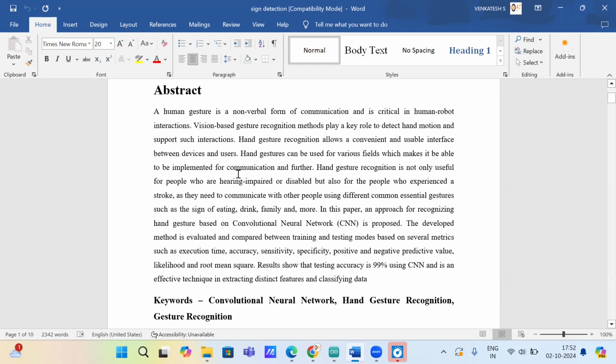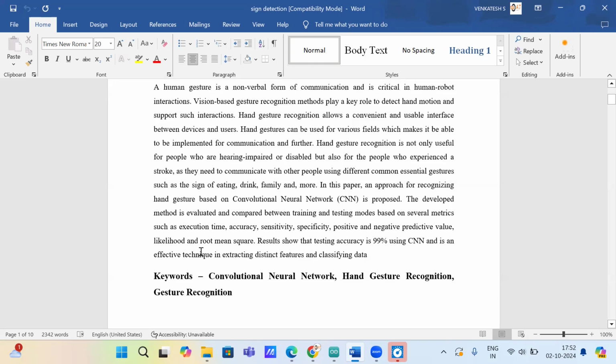Hand gesture recognition is not only useful for people who are hearing impaired or disabled, but also for people who experience a stroke, as they need to communicate with other people using common essential gestures, such as signs for eating, drinking, family, and more. In this paper, we approach the recognition of hand gestures based on CNN.